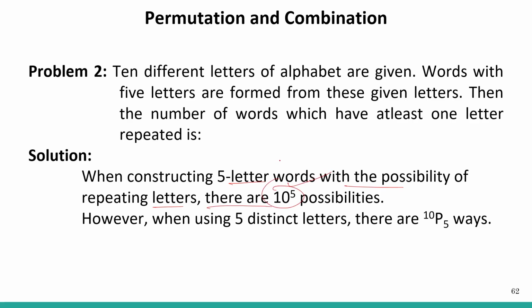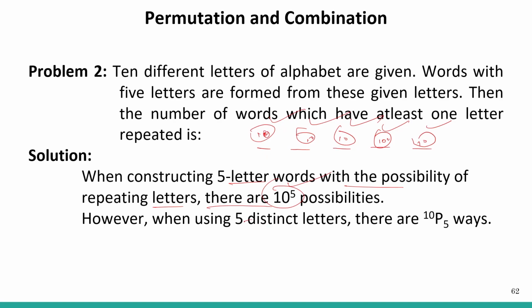Okay, because for all the 5 letters there are actually 10 options. There are 5 positions. For each position you have 10 options. So all have 10 options, right? So that is how there are actually 10 to the power 5 possibilities.